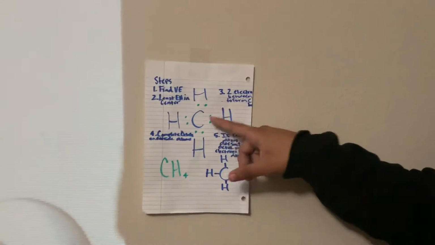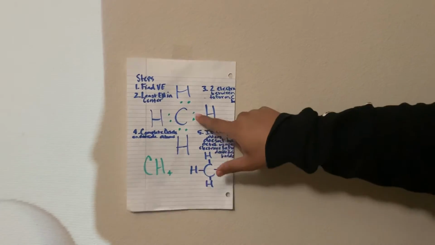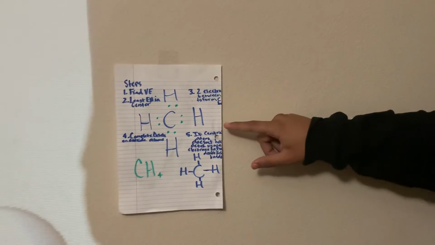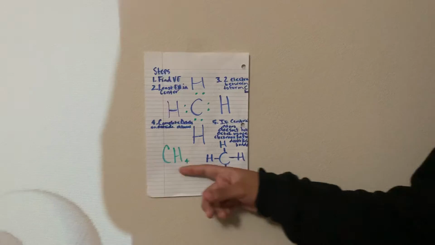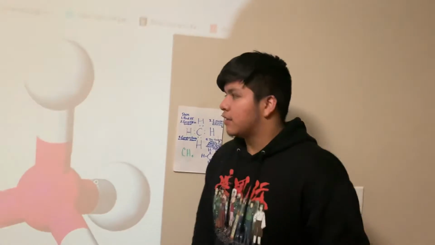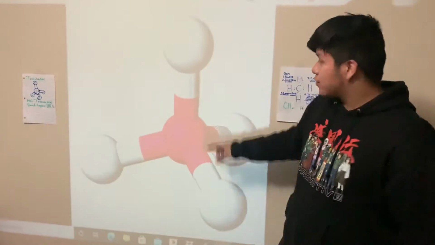There's one way to draw it, and another way that is commonly drawn is with the little dashes, but the dashes represent those two dots. And that is the correct way to draw it as far as the Lewis dot structure. And that's also the formula or the chemical name. And also, the molecular geometry. This is a tetrahedral. And the bond angles, 109.5.